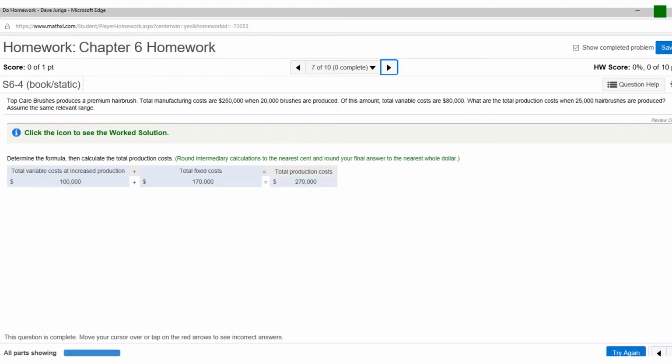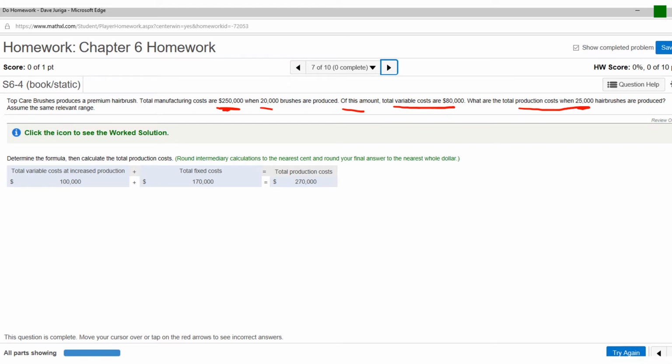Okay, again, we are going to be looking at cost structure, variable cost, and fixed cost. In this problem, Top Care Brushes produces a premium hairbrush. They give you the total manufacturing cost of $250,000 when they produce 20,000 brushes. It says of this amount, total variable costs are $80,000. What are the total production costs if they were to produce 25,000 units?